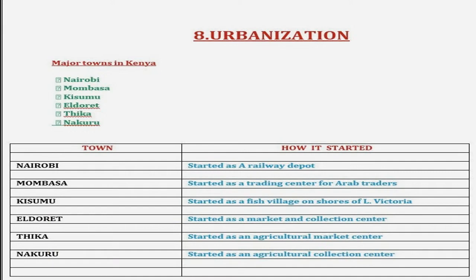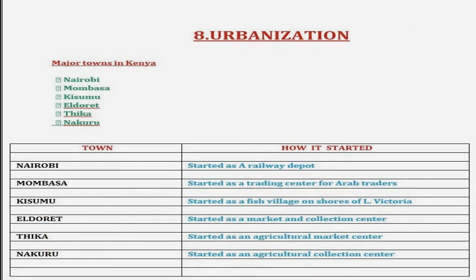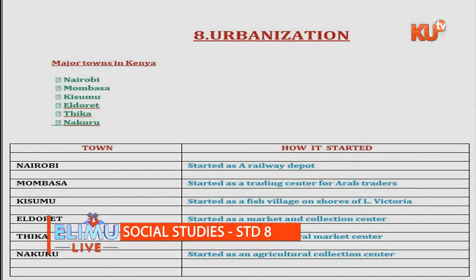Nakuru started as an agricultural collection center. Be very careful between Eldoret, Nakuru, and Thika because they have some similarity of agricultural products. We have said Eldoret started as a market and agricultural collection center. Thika started as an agricultural market center, and Nakuru started as an agricultural collection center. So be very careful when you are identifying these two.